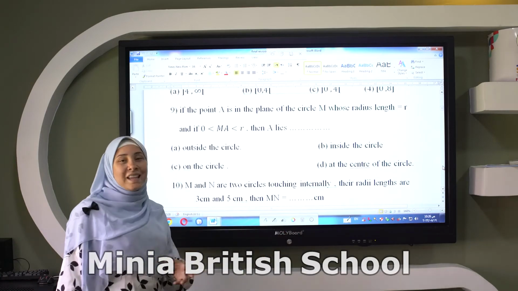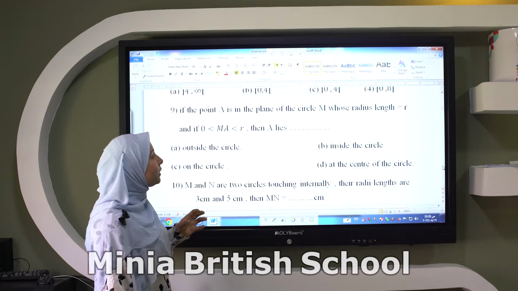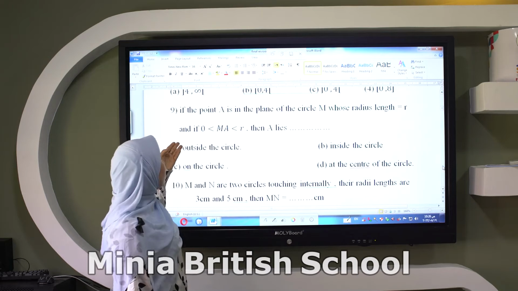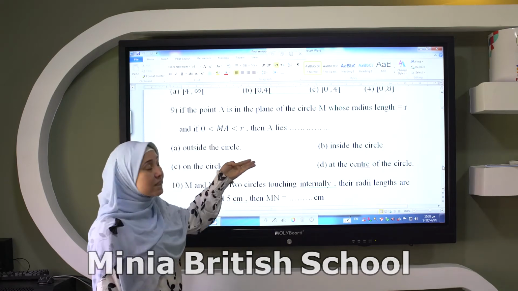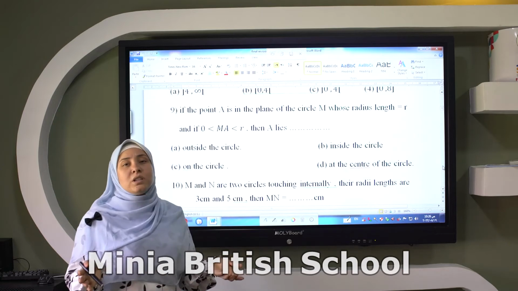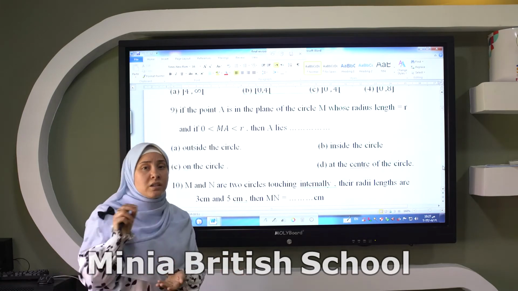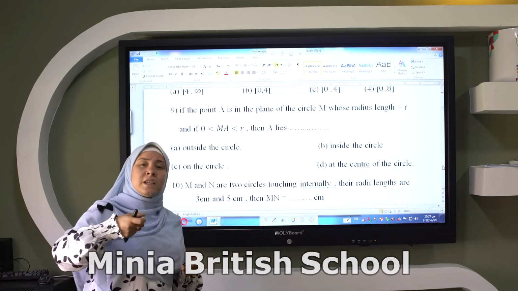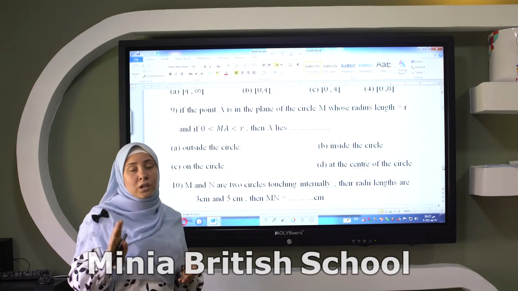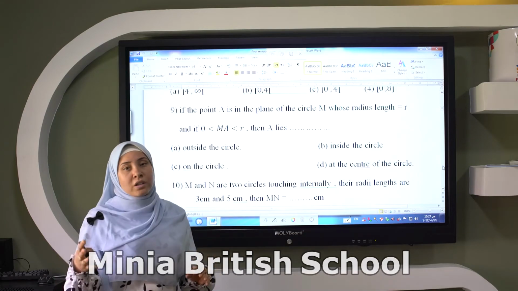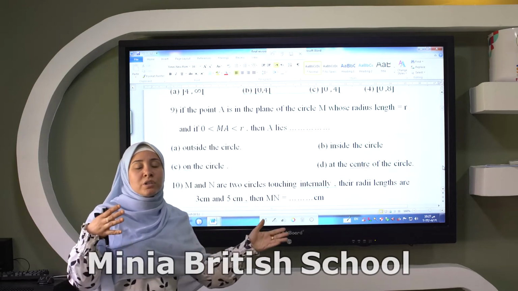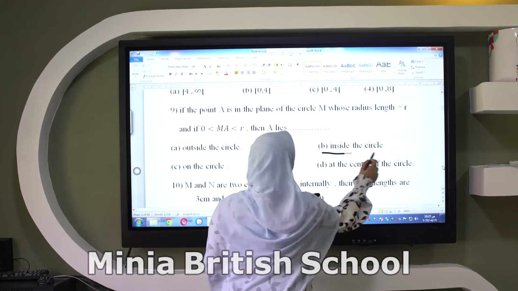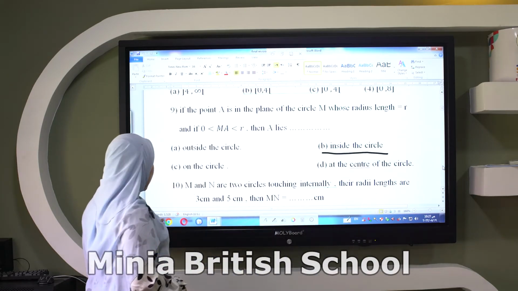Number 9. If the point A is in the plane of the circle M, whose radius equals R, and MA is greater than 0 and less than R, then A lies where? Yes, it lies inside the circle, because if the length equals 0, this point is the center of the circle, and if it equals the length of the radius, it is on the circle. But here the length is greater than 0 and less than the radius, so this point is inside the circle here. Okay.